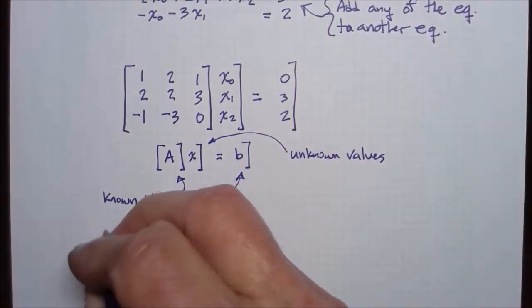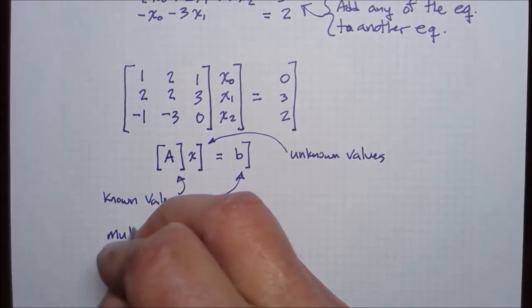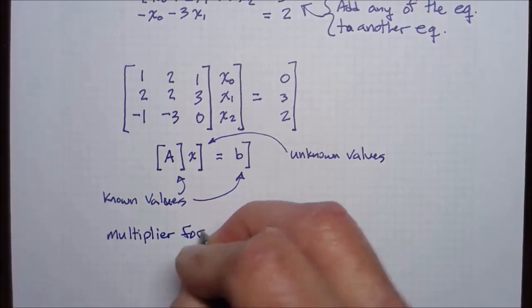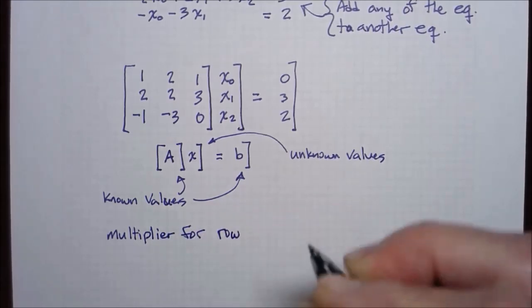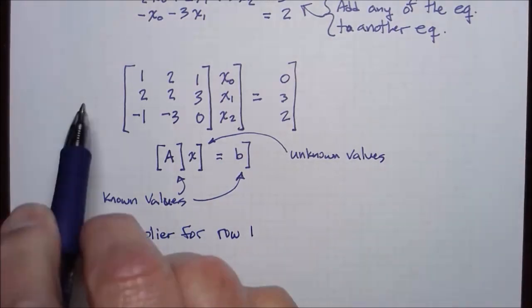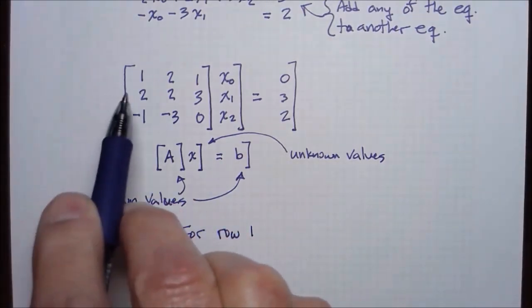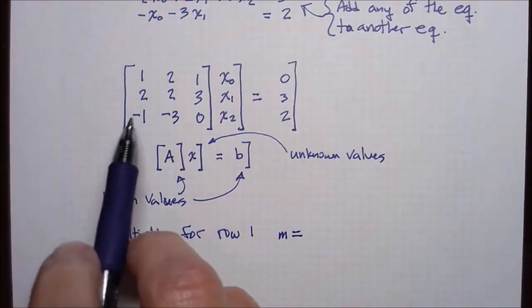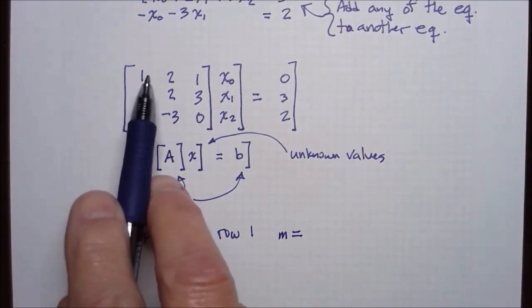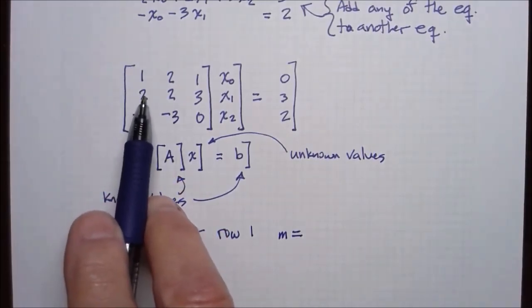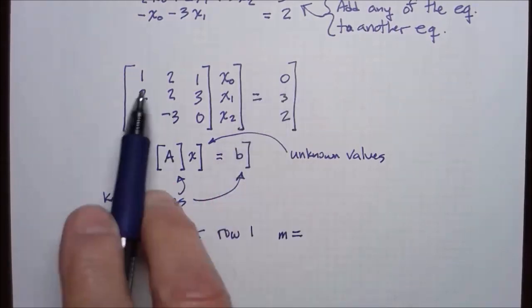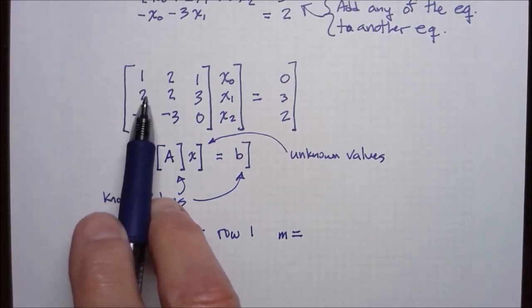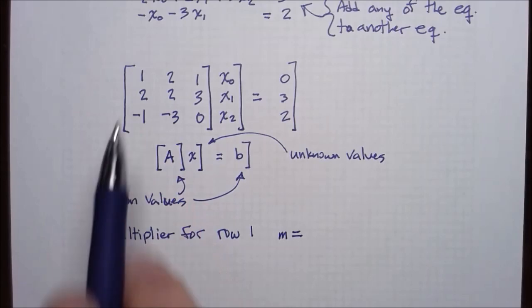So I first need to define a multiplier for row 1. Remember, we're starting counting with row 0 and then row 1, and this multiplier m will be equal to, since I have to multiply the first row by a constant and then subtract that entire row from the second row, that constant will be given by the value in row 1, column 0.